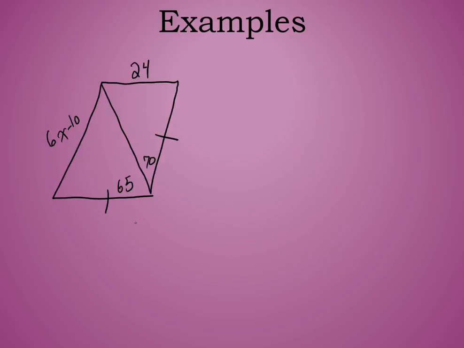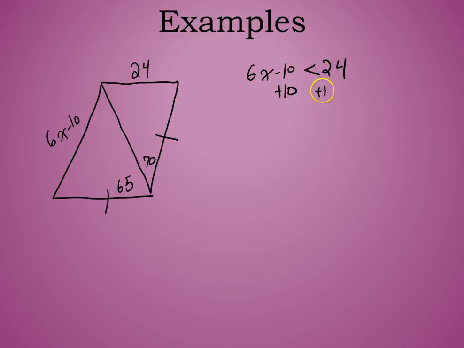Alright, last one dealing with sides. So we have these two sides right here with these two angles. Obviously not drawn to scale. This angle is 65 degrees, this angle is 70 degrees. Since this angle is bigger, 24 is bigger than 6x minus 10. So I need to solve this inequality. 6x minus 10 has to be less than 24.